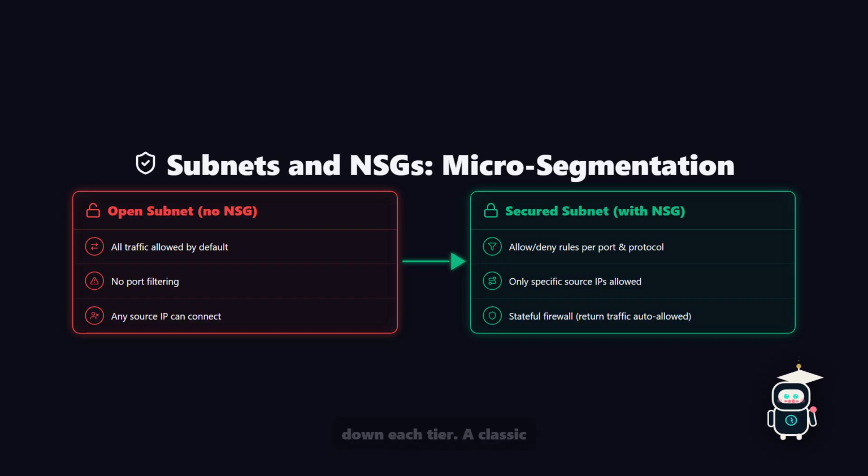This is microsegmentation. You lock down each tier. A classic three-tier app uses separate NSGs, so the web subnet only accepts HTTP. The application subnet only accepts traffic from the web tier, and the database subnet only accepts connections from the application layer. The most common beginner mistake is assuming a subnet is inherently private. It isn't. Always attach an NSG to every subnet, even if you start with a single deny-all rule.